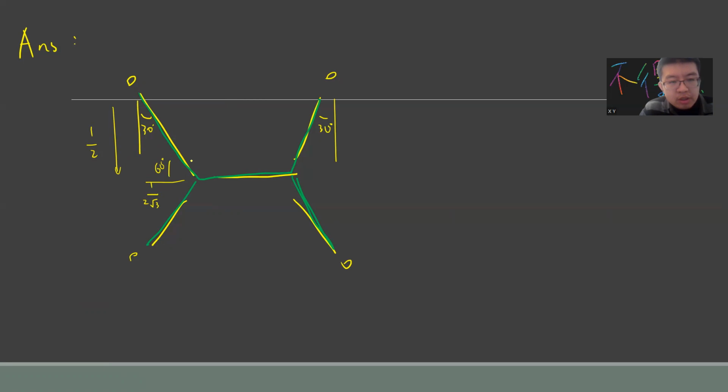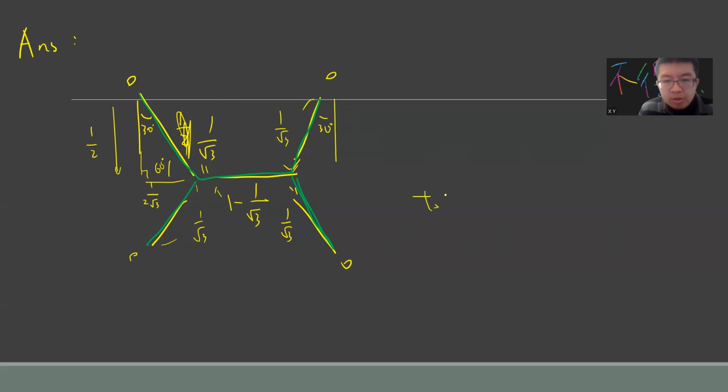And the leg length is what? Half, right? Sorry, it's not. Let's see. It's 1 divided by square root of 3. So these 4 legs are each 1 divided by square root of 3. And for the middle one, this line is basically 1 minus 1 divided by square root of 3.